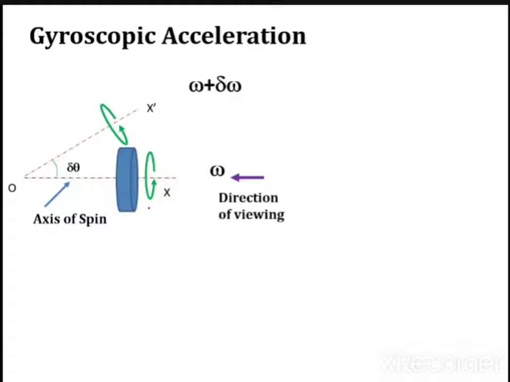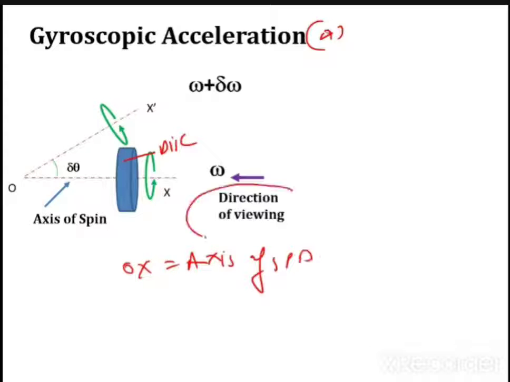Have you understood what I am trying to do? I am trying to calculate the angular acceleration alpha. For that, I have considered a small disk which was spinning about the axis of spin OX. OX is equal to the axis of spin. My direction of moving is this.